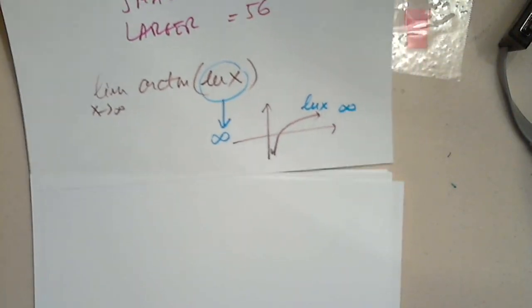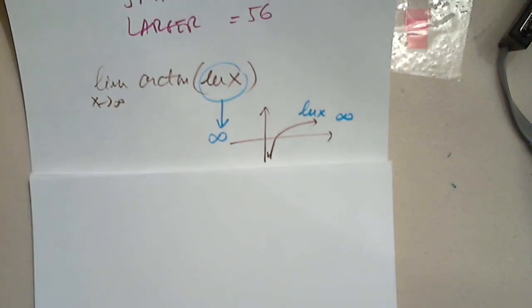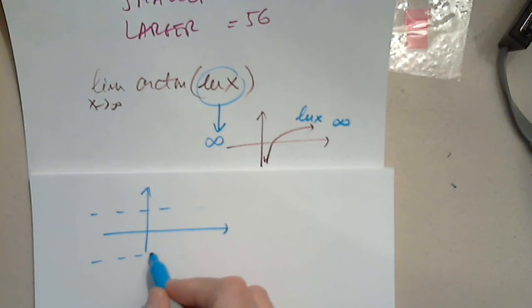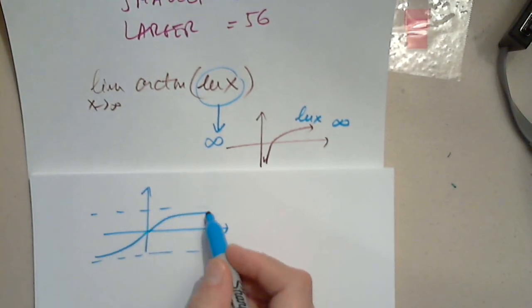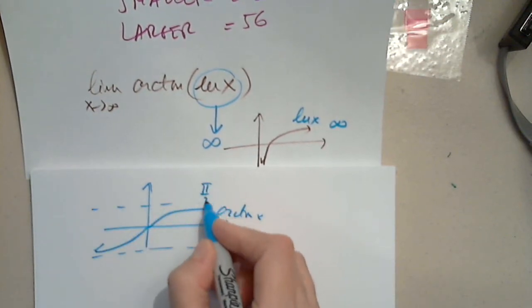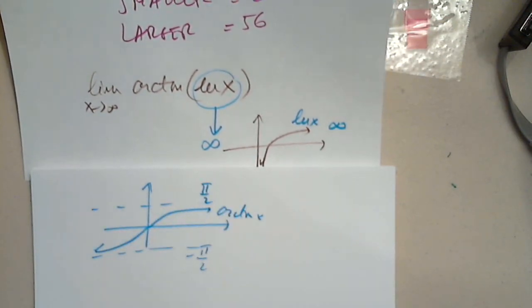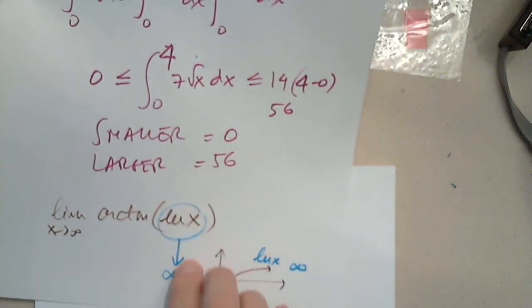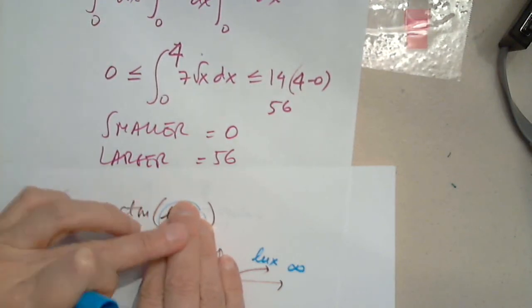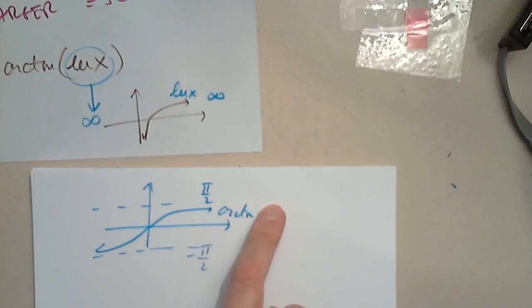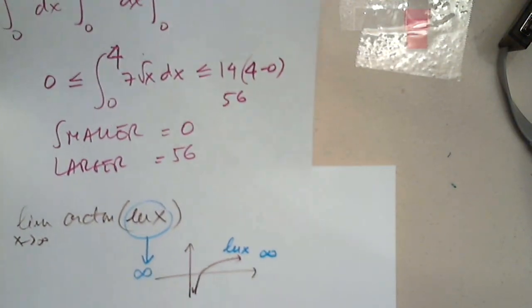Now I have to remember the graph of arctangent, and that's why I insisted that my students remember the graph of arctangent, because it has horizontal asymptotes at pi over 2 and negative pi over 2. So now I'm really interested in arctangent as x approaches infinity, as the inside approaches infinity. So as the argument of arctangent approaches infinity, the function values get closer and closer to pi over 2.